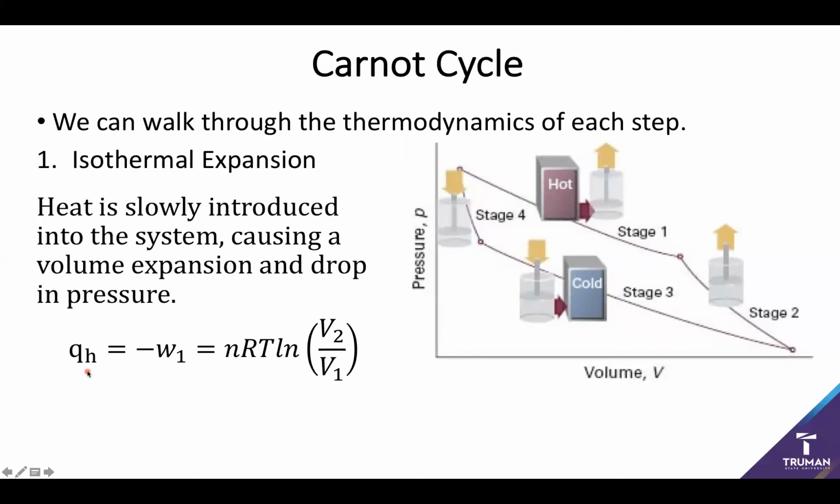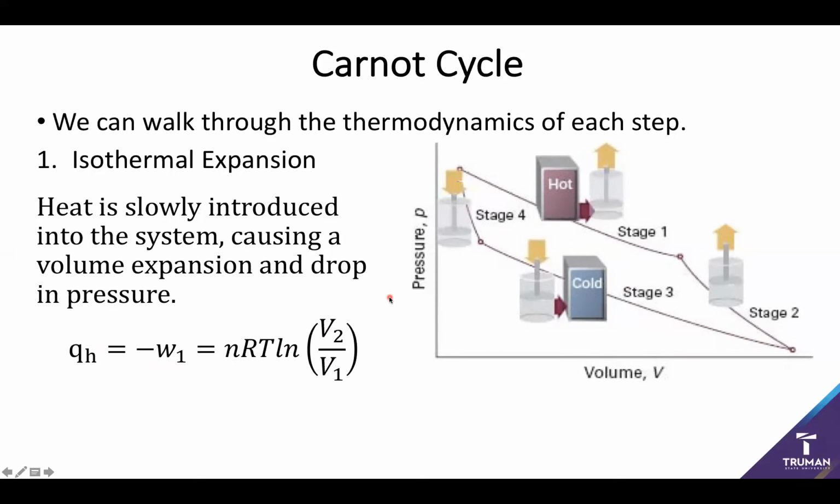So in this case, for an isothermal expansion of an ideal gas, we know that there should be no change in the internal energy of the system, which means the heat being provided by our hot source is going to be equal to the negative of the work being accomplished by our system. And then we can relate this to the difference in the volumes, where V1 is where we started and V2 is the end of this first stage.